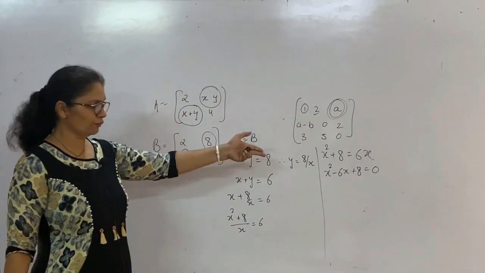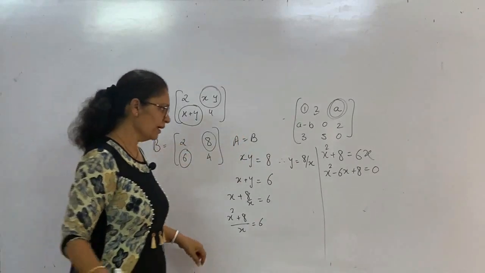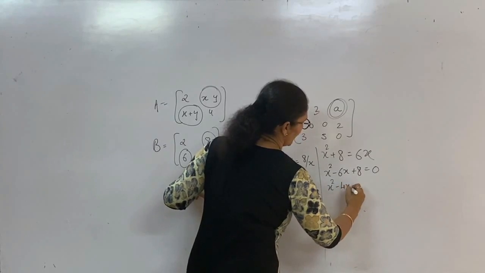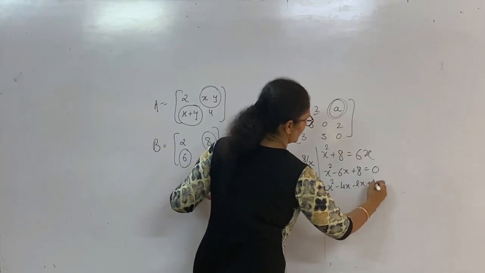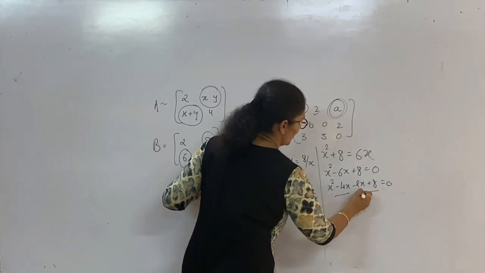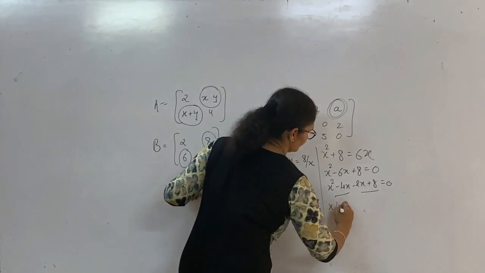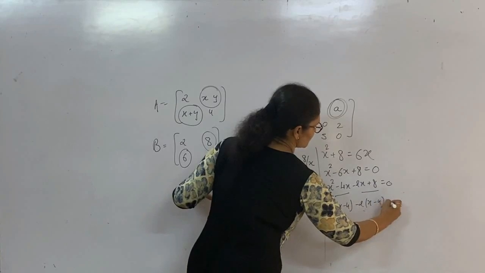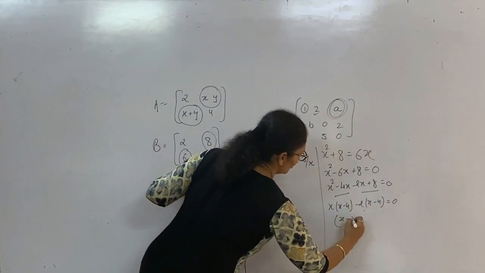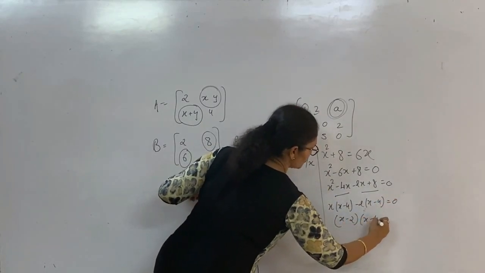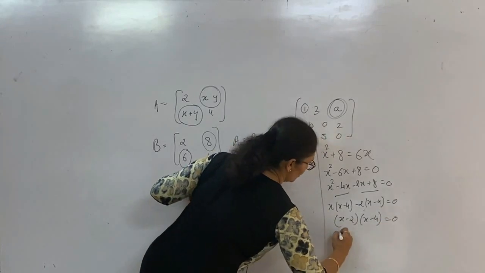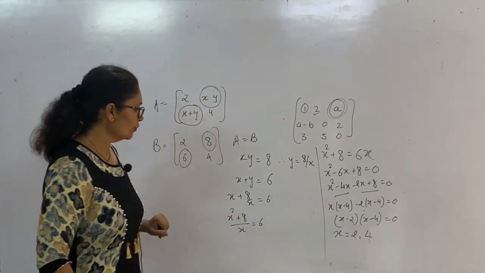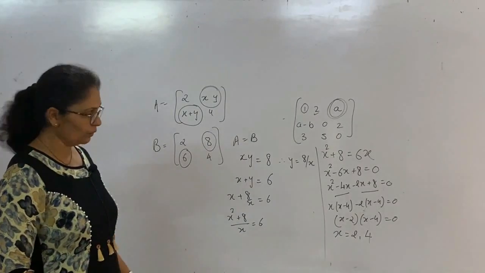Now you know you have to factorize this. 4 2s are 8. So we can write x square minus 4x minus 2x plus 8 equal to 0. Now what are the factors? x minus 4 into x minus 2, x minus 4. So now we are getting two factors, x minus 2 and x minus 4 equal to 0. That means x equal to 2 and 4. So we are getting two values, x equal to 2 and 4.